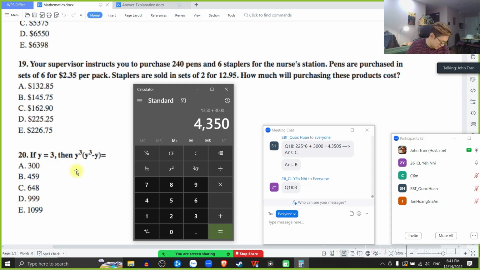Your supervisor instructs you to purchase 240 pens and 6 staplers for the nurse stations.